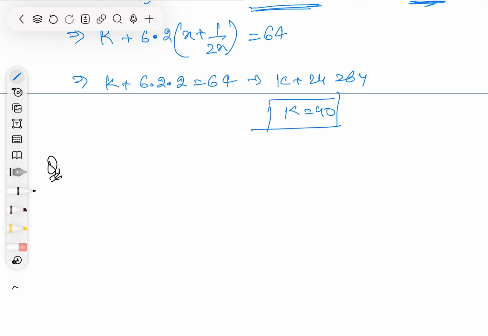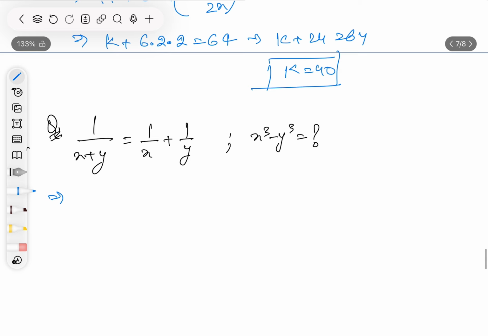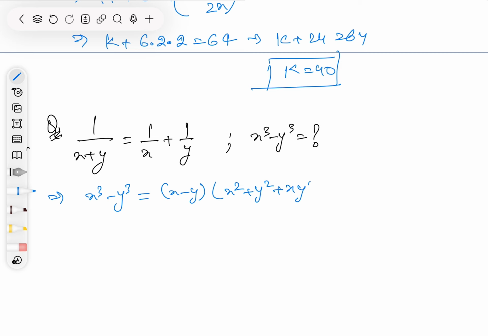Okay. Let's say you're given 1 upon x plus y, which is equals to 1 upon x plus 1 upon y. Then you need to find x cube minus y cube. What will it be? Let's see the solution. So you need to find x cube minus y cube, which can essentially be written as x minus y, x square plus y square plus xy, right? Expanding the formula of a cube minus b cube.